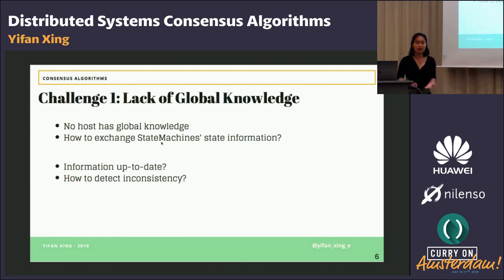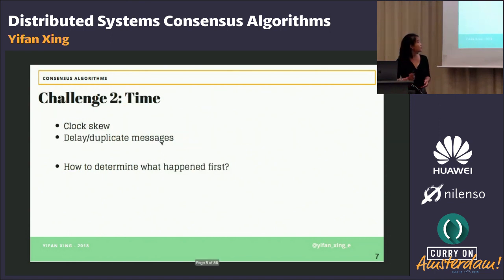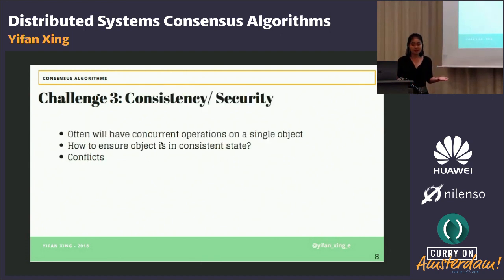So how do we exchange information between machines? How do we make sure the information is up to date? And how do we detect inconsistencies? Also, clock skew. Since we're working with different machines, each will have its own time. We might have clock skew, and when we receive duplicate and delayed messages, how do we know what happened before what? And there are also consistency issues.